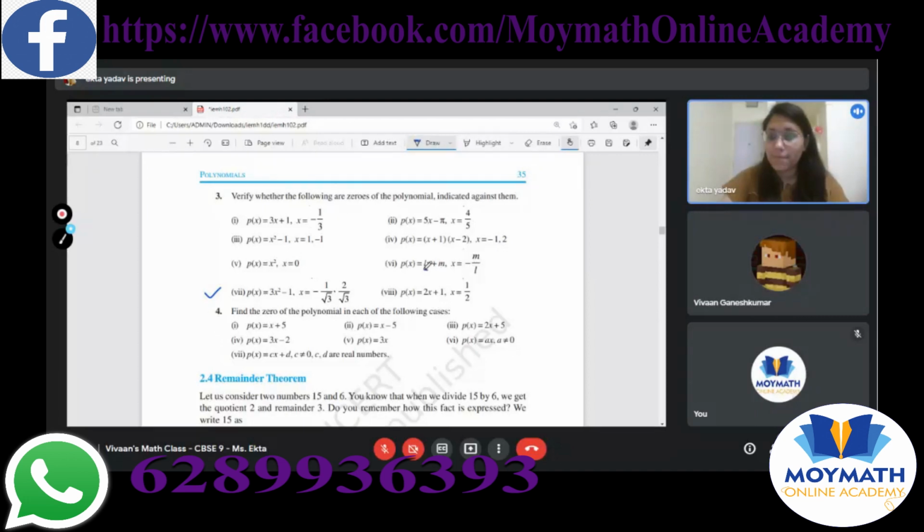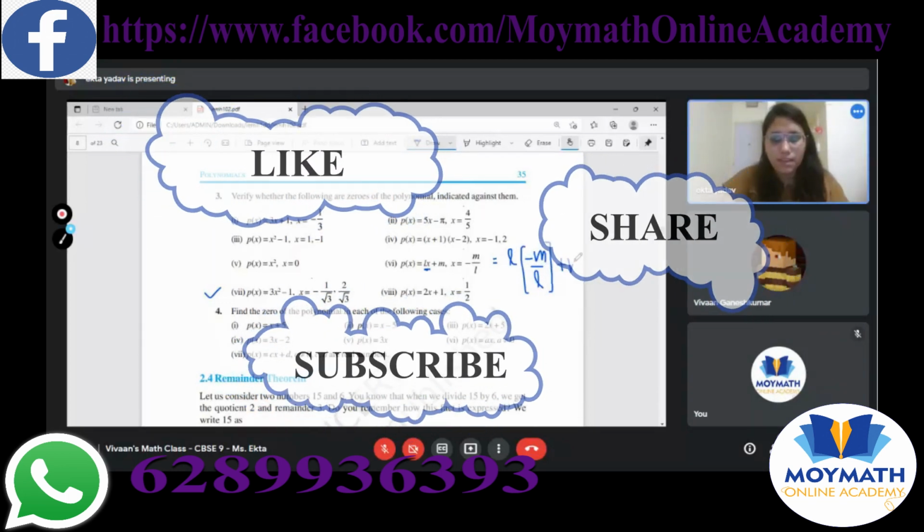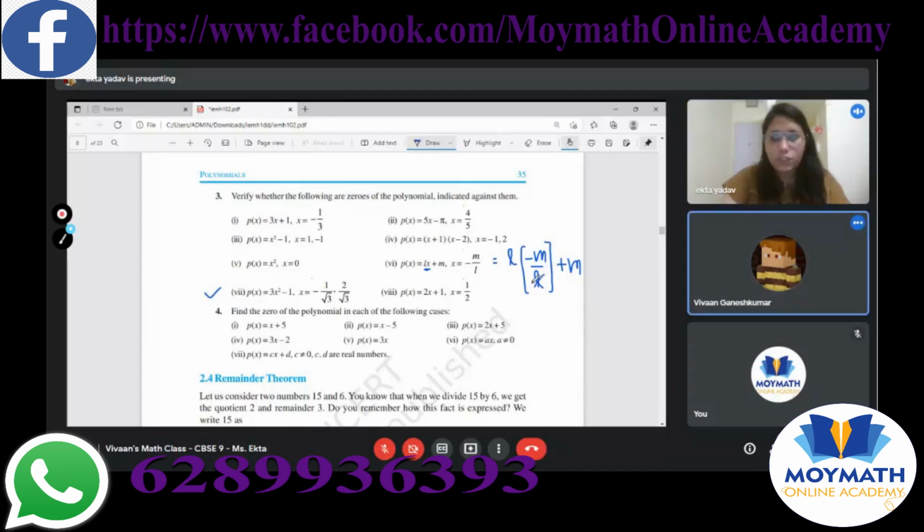If you place minus m by l in, let's put, this is your l, and you put in place of a minus m by l. So l will be crossed out by l, and then we have plus m. Because it is division, it will be 0, isn't it? Yes, ma'am. So it is a 0 of the polynomial. Okay, next one.